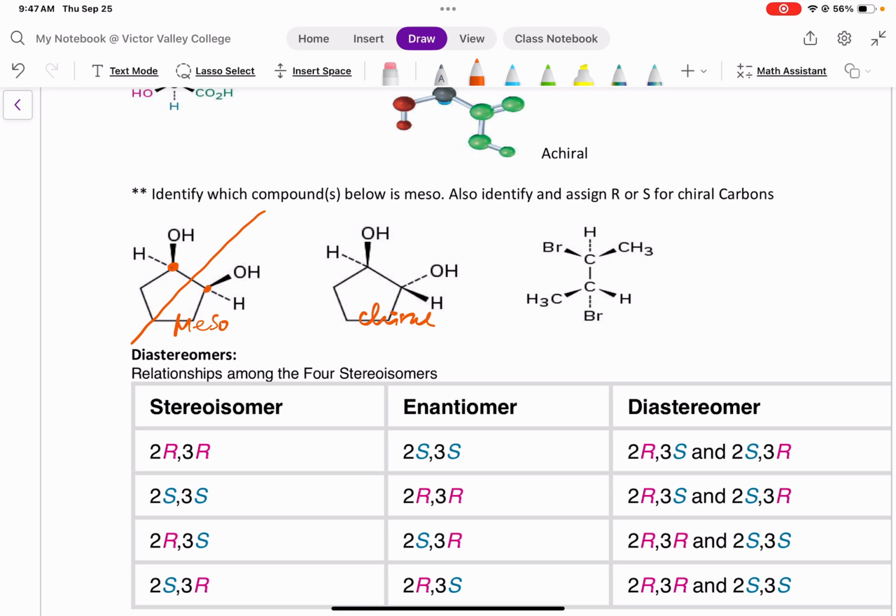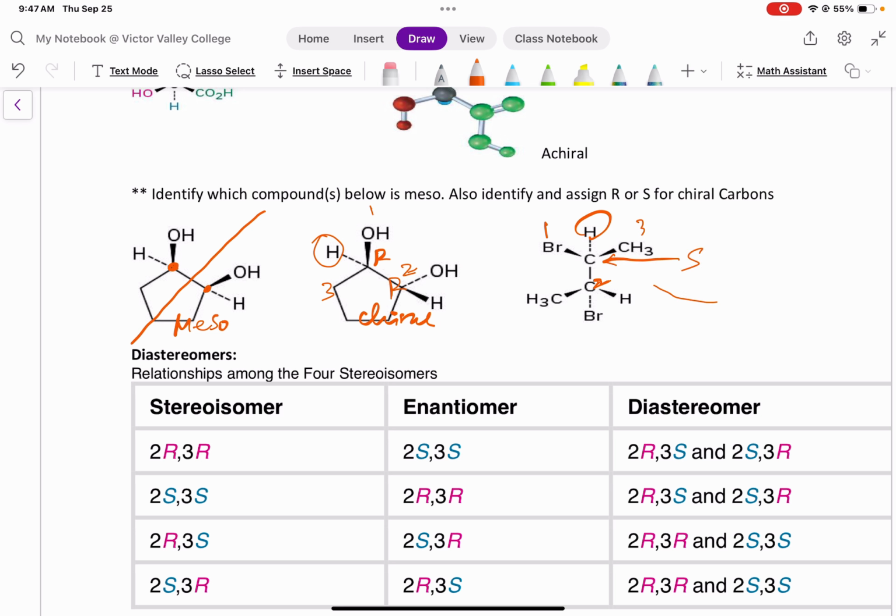Okay, and then you can assign that too. So that's hydrogen away. So that's 1, 2, 3. That looks like R. Okay, the other one also R. Okay, 1, 2, 3 looks like S, but it's actually R as well. This one, hydrogen's away from us, so that's good. 1, 2, and 3. So that's counterclockwise. 1, 2, 3. That's S.